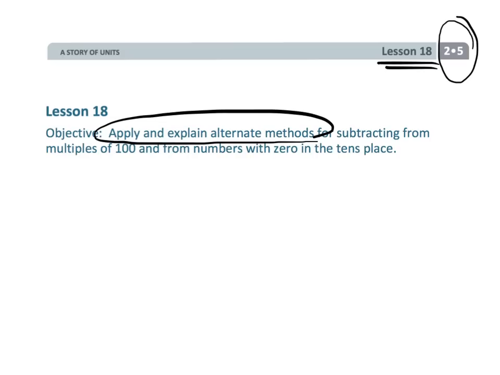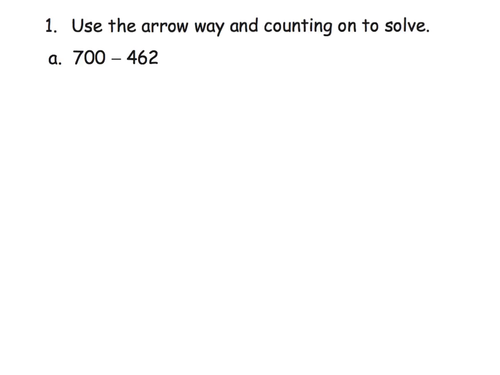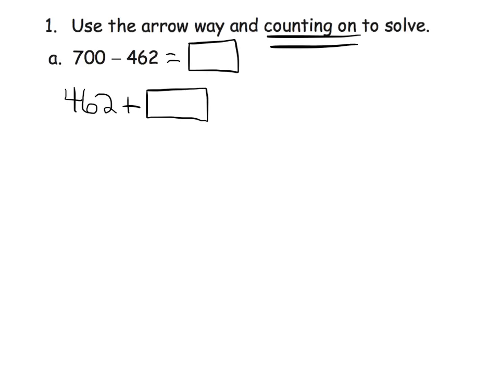So let's do some practice here. They're specifically asking us to use the arrow way to solve this problem. And now they're specifically saying the count on method. So what they're saying is, think of this problem, 700 minus 462, equaling what? Think of it as a fact family, where it's really 462 plus what equals 700. All right, and so we're going to use the arrow method.